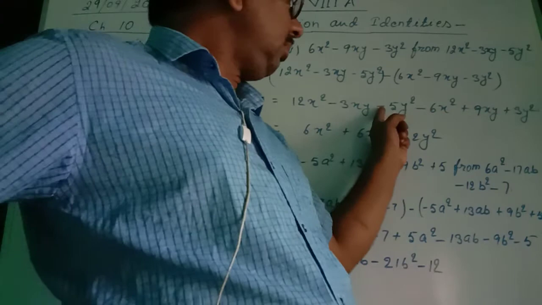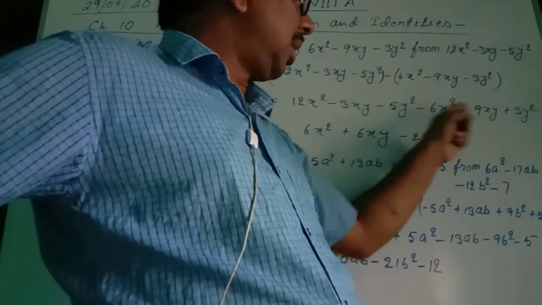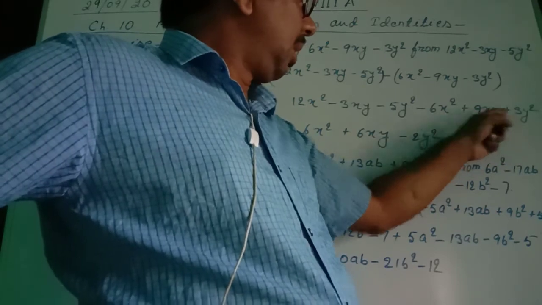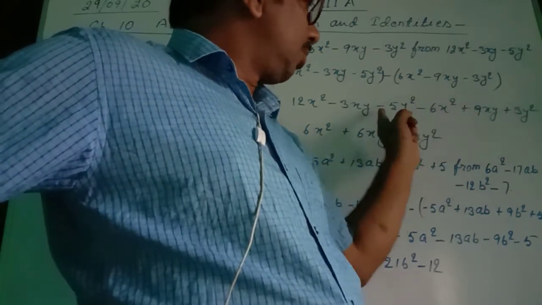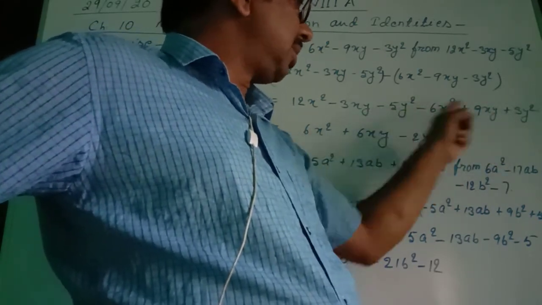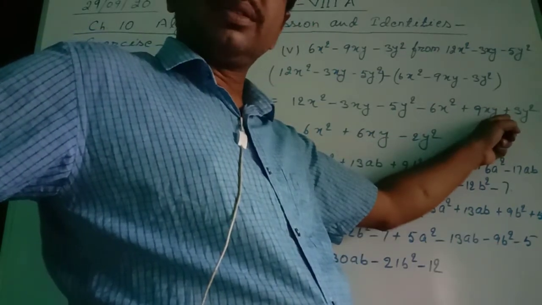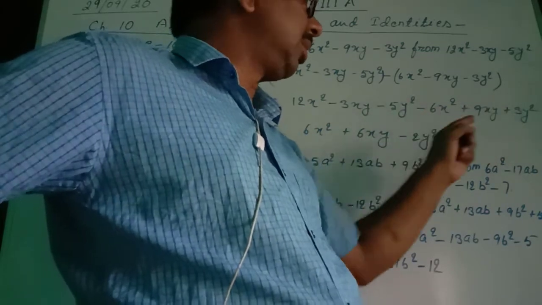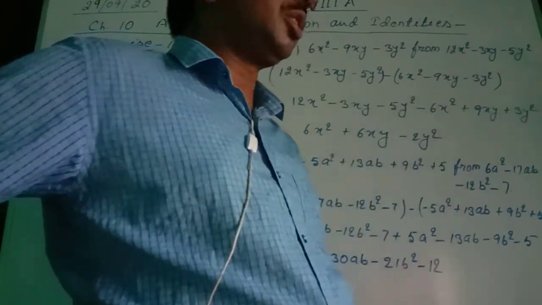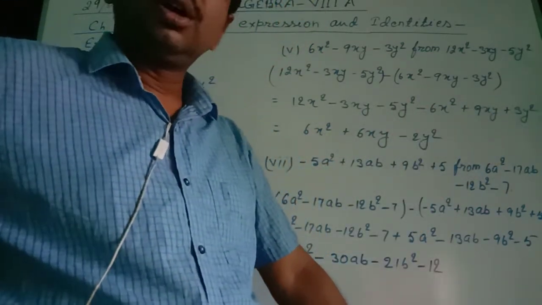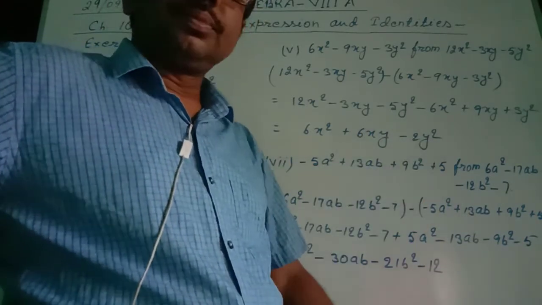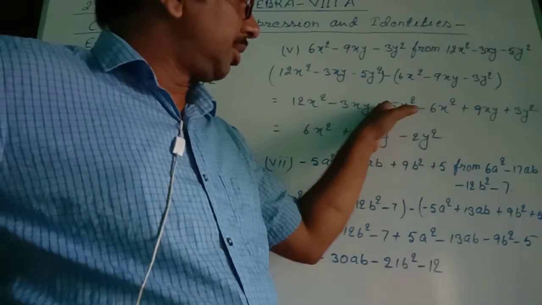These two are like terms, minus 5y square plus 3y square. At first we multiply these two signs, minus and plus, we get minus. It means that we will subtract smaller from greater number. 3y square is smaller, 5y square is greater, so I subtracted 3y square from 5y square. It became 2y square.